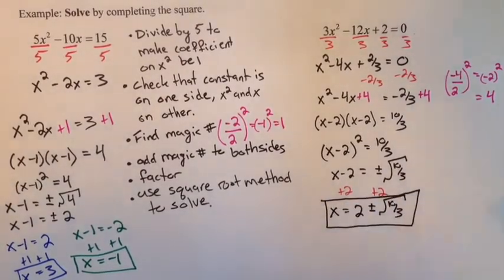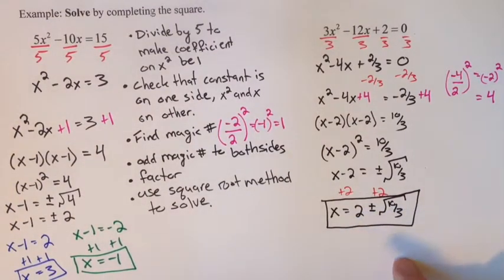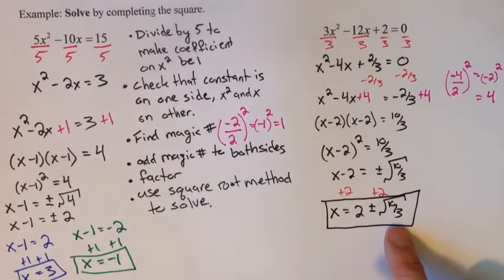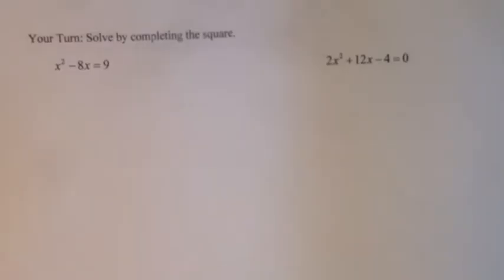And there are my two answers, 2 plus the square root of 10/3 and 2 minus the square root of 10/3. We could plug those into the calculator to get a nice decimal approximation, but typically we prefer to leave our answers in their exact format. Now it's your turn to try solving a couple of problems by completing the square. Go ahead and pause the video and then try following those steps for solving by completing the square on these two equations and see how it goes.